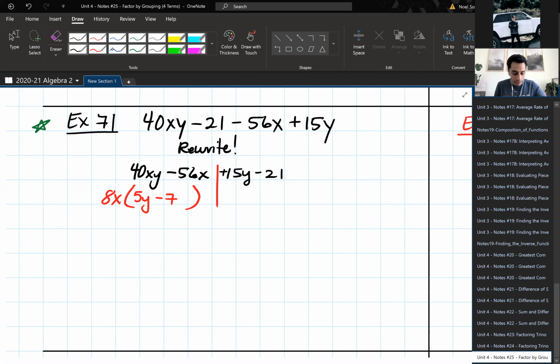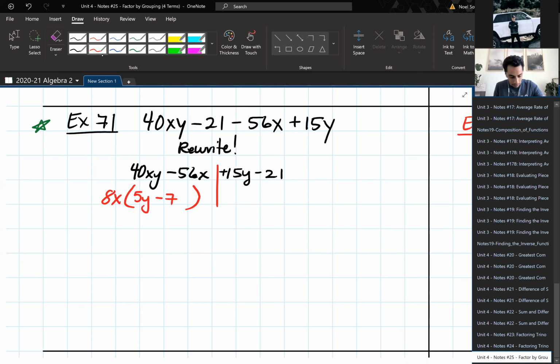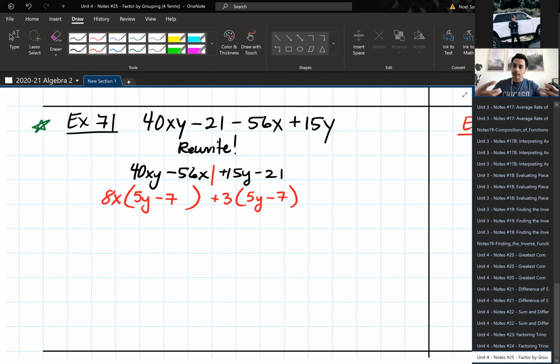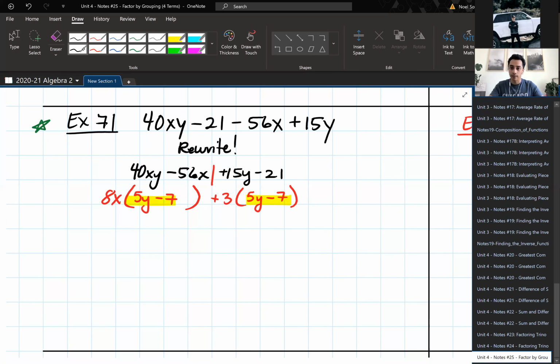Now let's try to factor out that 3, because now 15y is my leading term. I don't need to factor out the negative anymore. So factor out a positive 3. We're left with 5y minus 7. So a little bit of rearrangement is what we needed to do for this one in order to get a good GCF out of it. But we can see now, they do match: 5y minus 7 and 5y minus 7. So now that's my new GCF.